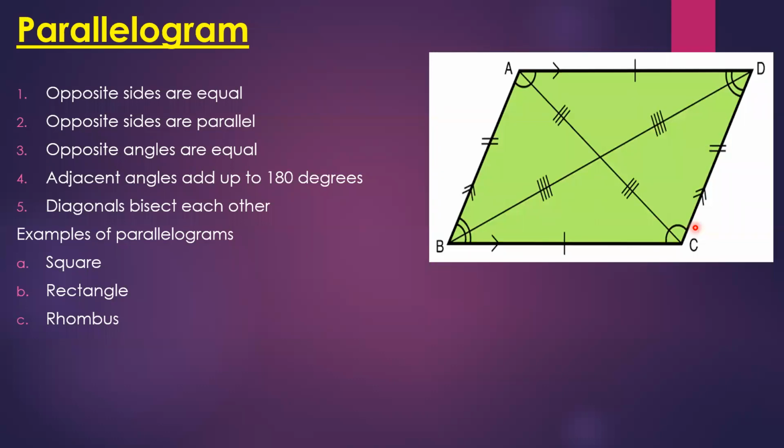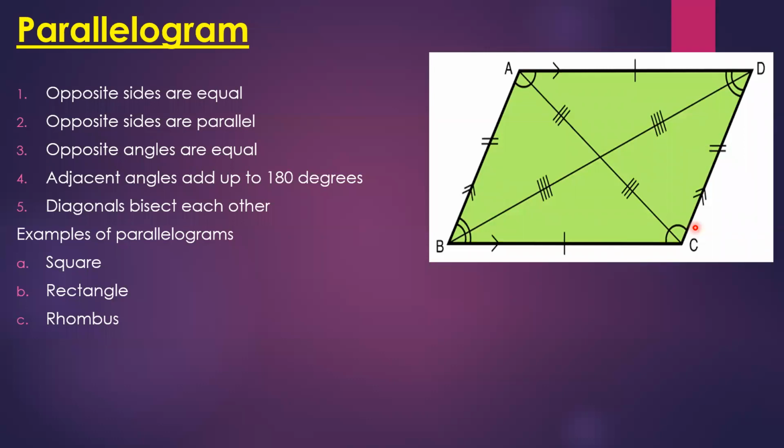parallelogram. Alasia, can you read the parallelogram for me, please? Parallelogram. Number 1, opposite sides are equal. 2, opposite sides are parallel. 3, opposite angles are equal. 4, adjacent angles add up to 180. 5, diagonals bisect each other. Examples of parallelograms: square, rectangle, and rhombus.